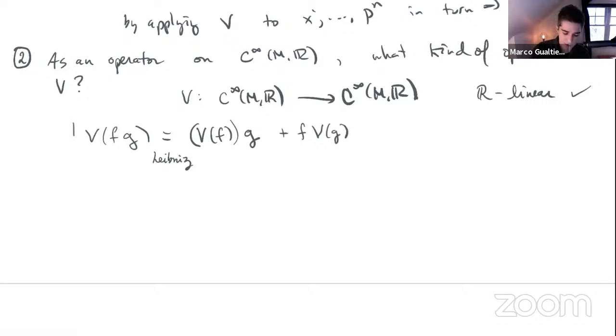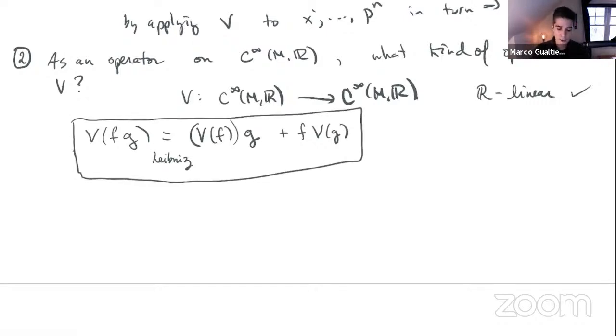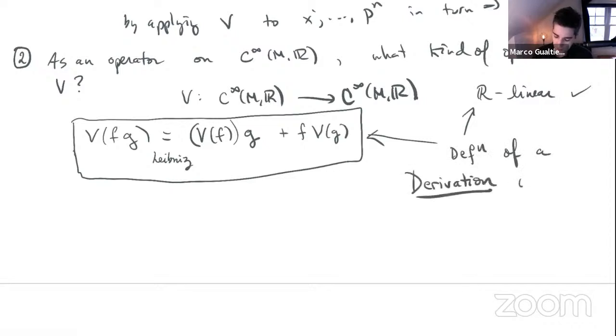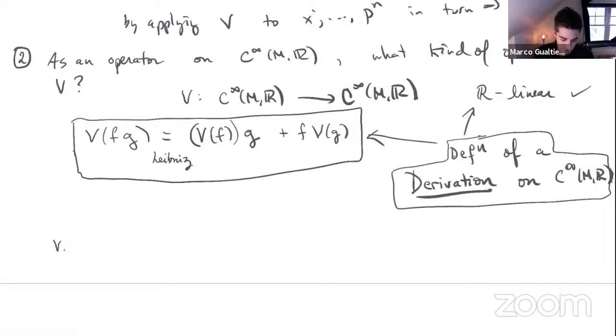Okay, so this law is an algebraic condition, and these two conditions define what's called a derivation on C infinity of M, R. Okay, and vector fields are in perfect bijection with derivations of C infinity of M, R.